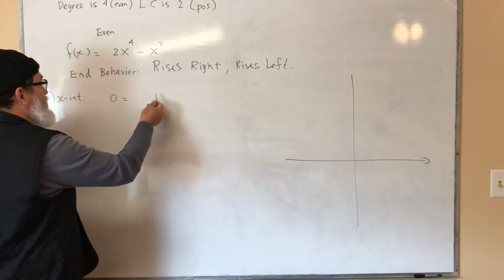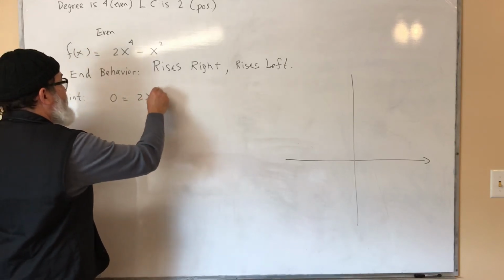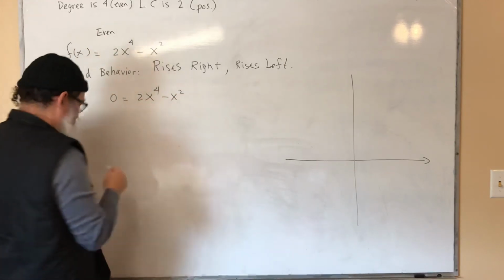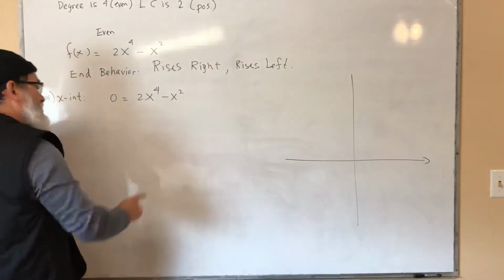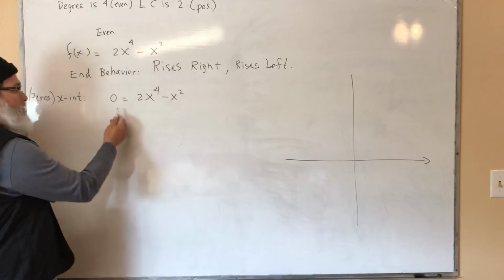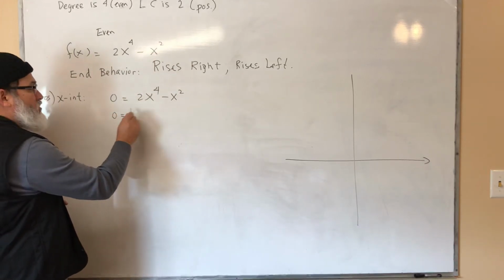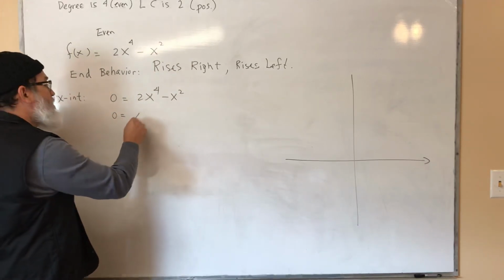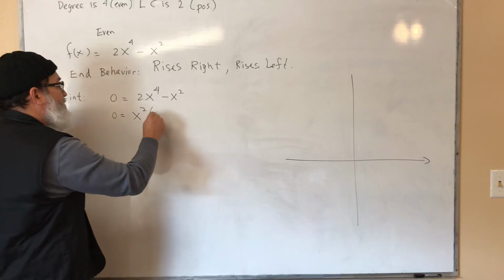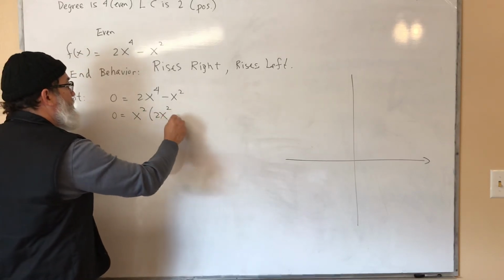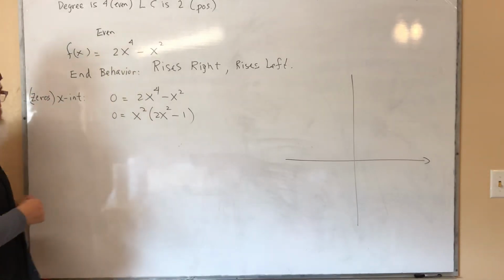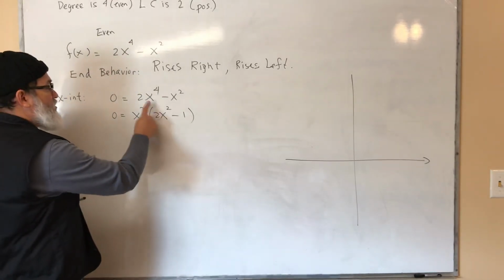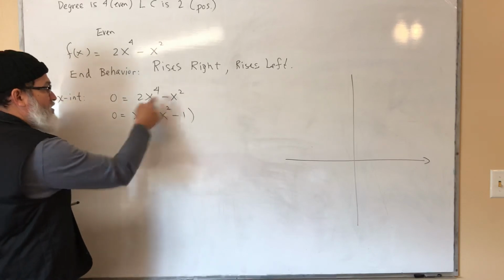0 equals 2x to the fourth minus x squared. Don't forget, we know its end behavior: rises right, rises left. 0 equals, factor out an x squared: x squared times 2x squared minus 1. Let's check. X squared times 2x squared is 2x to the fourth. X squared times negative 1 is negative x squared.